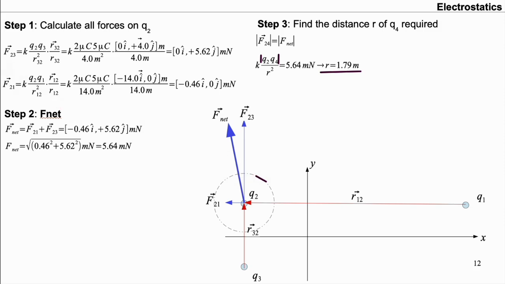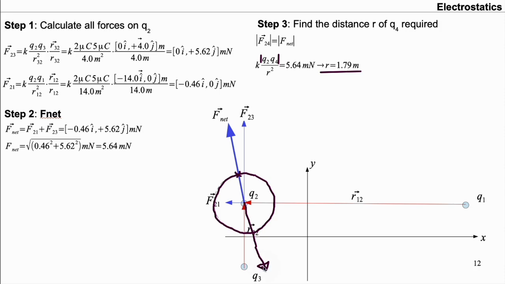So anywhere, actually, if I'm drawing here, I draw here anywhere on this circle with a distance of 1.79 meters, I could place my Q4 to cancel out that force. We actually now know, because Q2 is positive, that it has to be right here, at that location. Only that way it can cause a force that points in the opposite direction of Fnet, pulling away Q2 and cancelling it out.